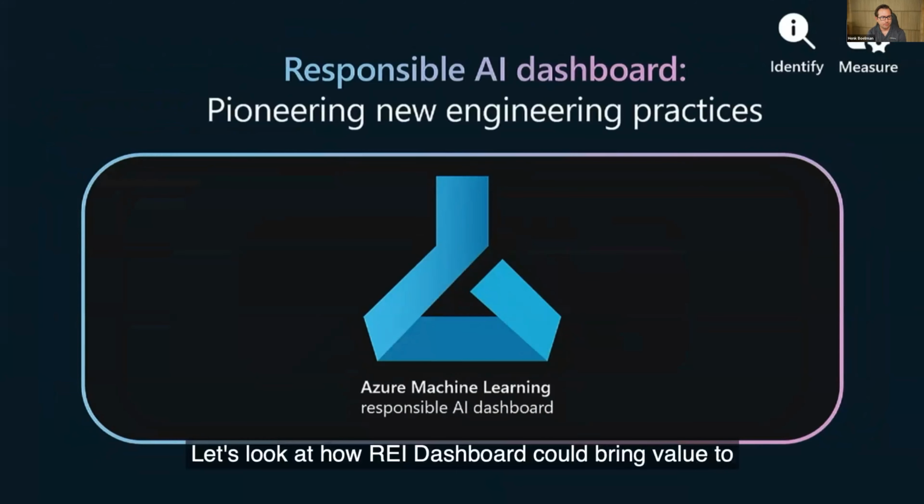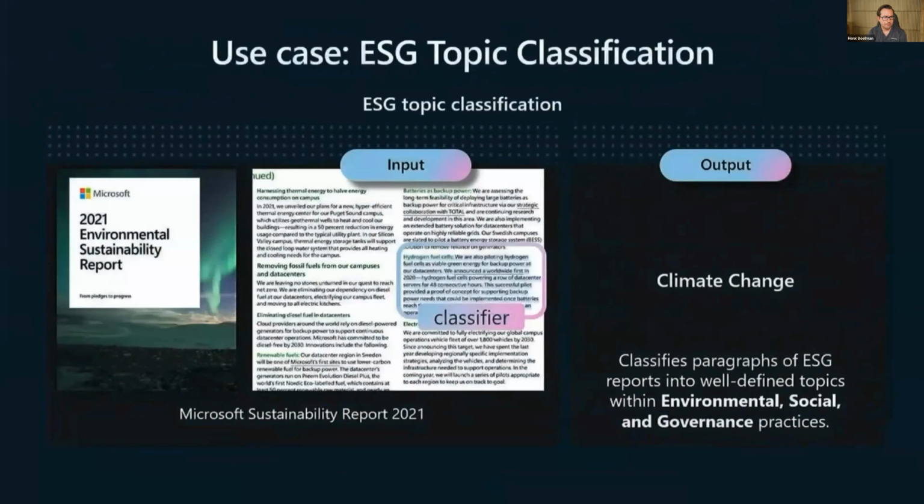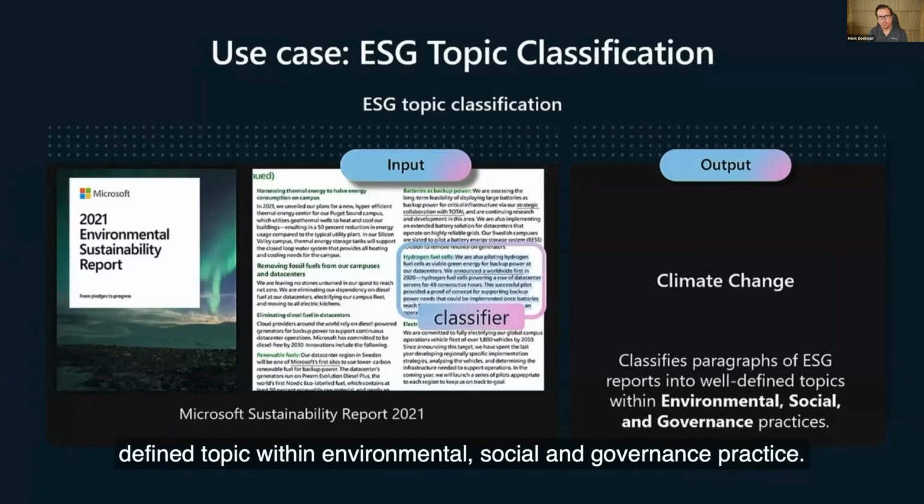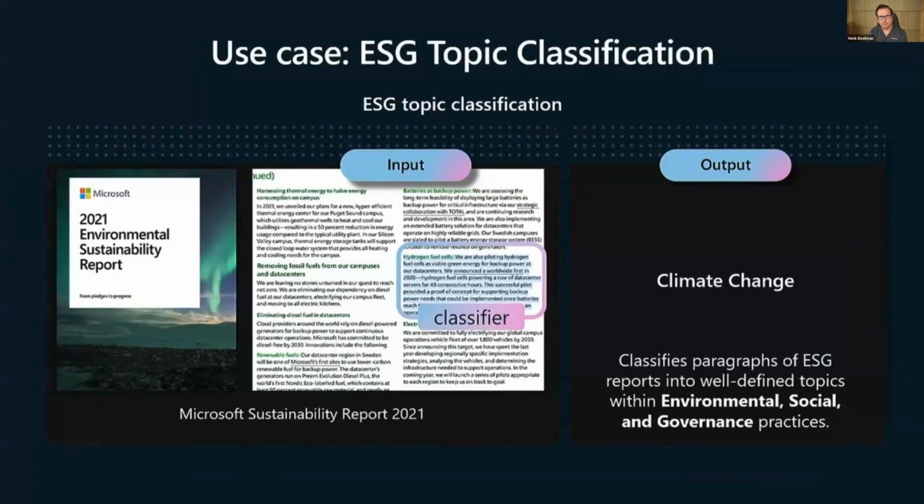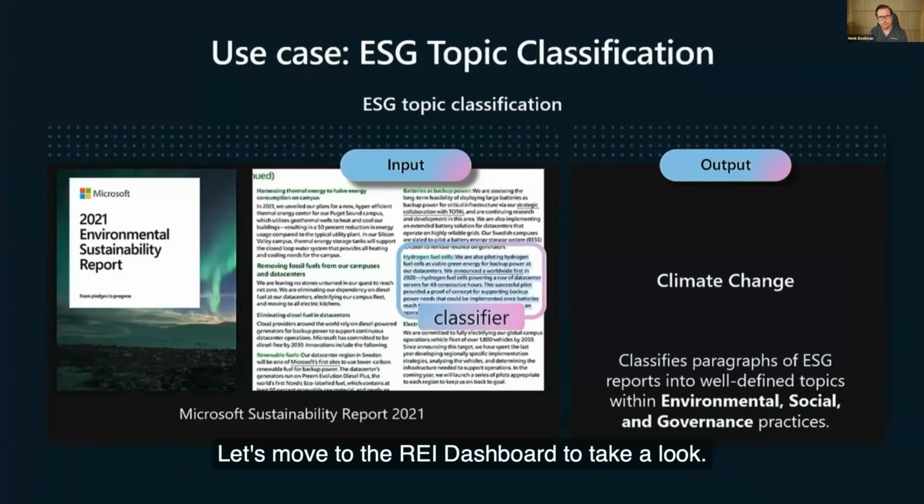Let's look at how the RAI dashboard could bring value to you with a real-world use case. We partnered with the industry AI team and used their ESG topic classification model as an example. This model classified paragraphs of ESG reports into well-defined topics within environmental, social, and governance practice. Let's move to the RAI dashboard to take a look.